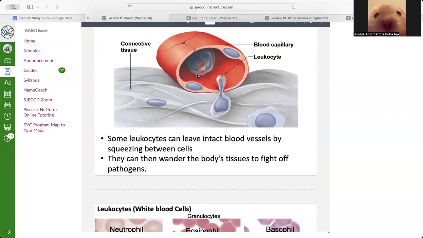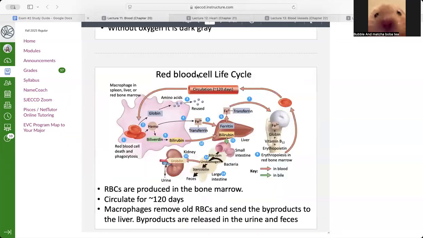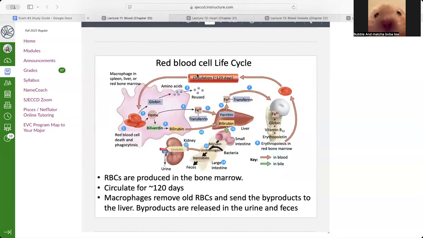Also, I want to tell you guys about the red blood cell cycle. I wanted to add some more things. So the first step is production, second is circulation, third is recycling, fourth is excretion. The liver processes bilirubin and secretes it into the small intestine, thus bile.